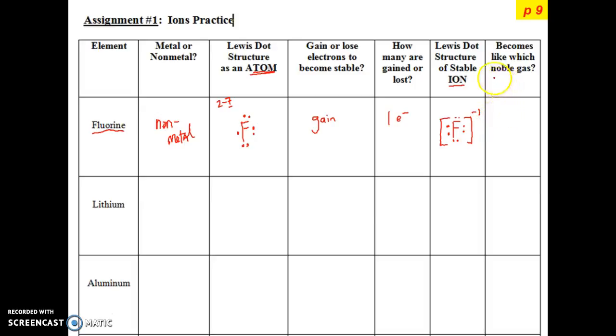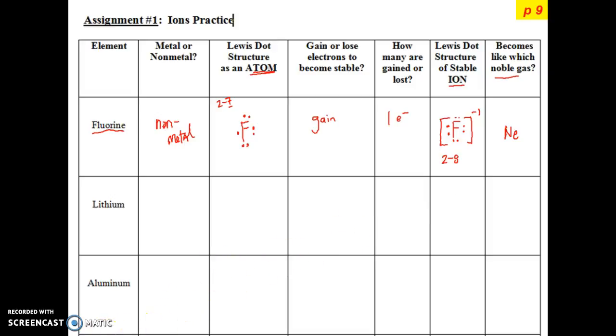And now it becomes like a noble gas. It went from a 2-7 to an electron configuration of 2-8. And what noble gas has 2-8 for its electron configuration? Well, neon does. Okay, that's an example for assignment 1, and you can work your way through the rest of these and then check the answer key.